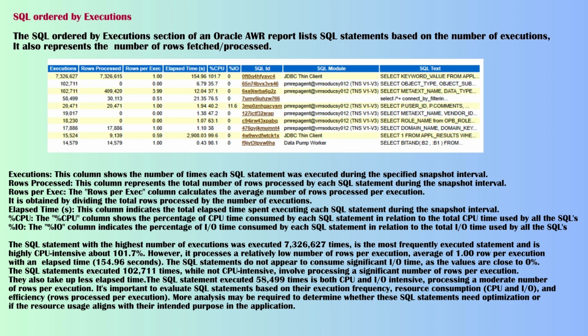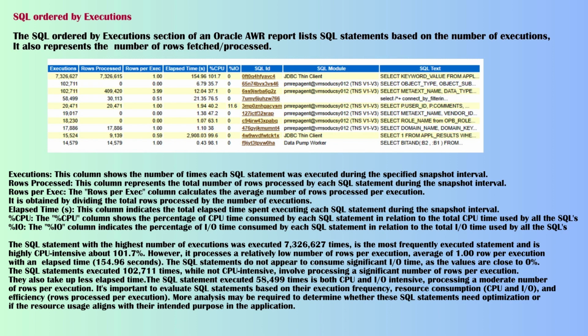The SQL statement with the highest number of executions was executed 7,326,627 times, is the most frequently executed statement and is highly CPU intensive, about 101.7%. However, it processes a relatively low number of rows per execution, an average of 1.00 row per execution. With an elapsed time of 154.96 seconds, the SQL statements do not appear to consume significant I/O time, as the values are close to 0%.